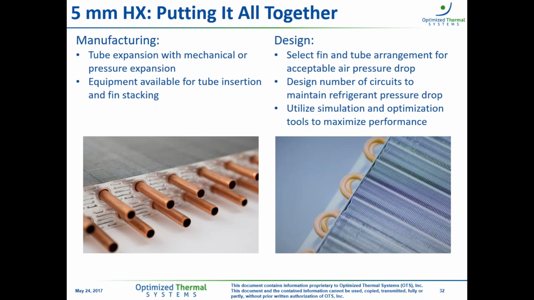And then from our design presentation, hopefully we learned that the design process is aided significantly by using simulation tools. We can use optimization to solve more challenging problems for us, and that fundamentally we really need to focus on the airside pressure drop in a design, and we need to select our fin and tube arrangement accordingly. And because of the smaller diameter of these tubes, we need to intelligently select a circuiting design that doesn't increase refrigerant pressure drop to an unacceptable level.